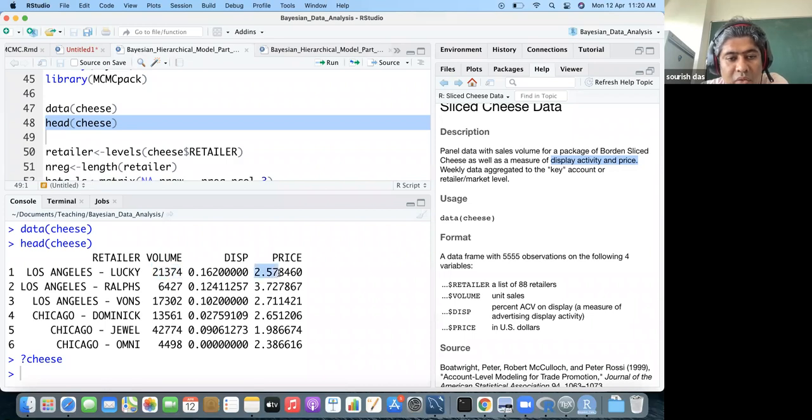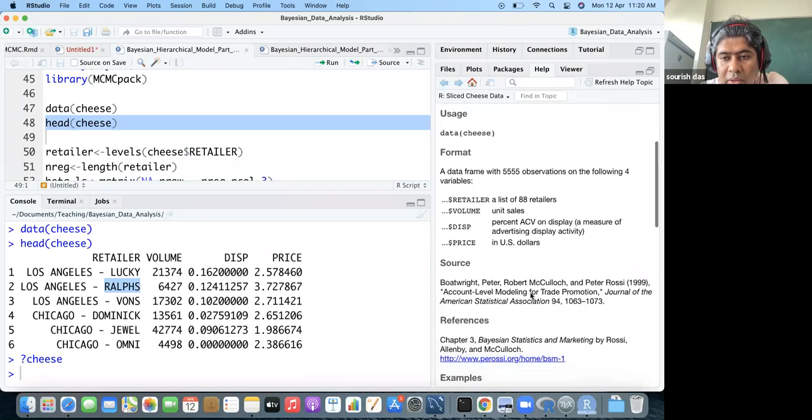And this 2.5784 is the unit price, one unit 2.57, and they sold 21,000 units. Where is it? Los Angeles Lucky. Lucky is a super chain in Los Angeles. So Ralph's is another super chain in Los Angeles.